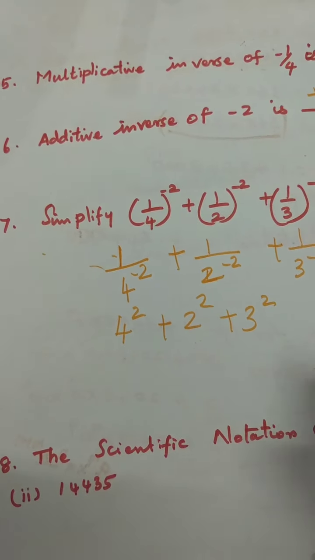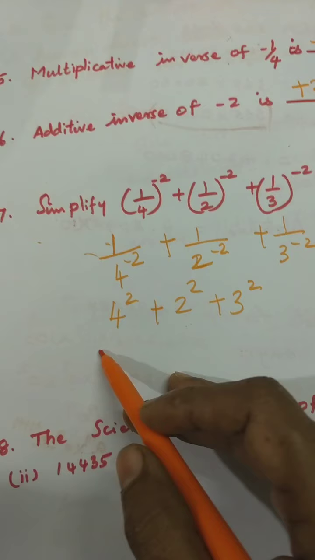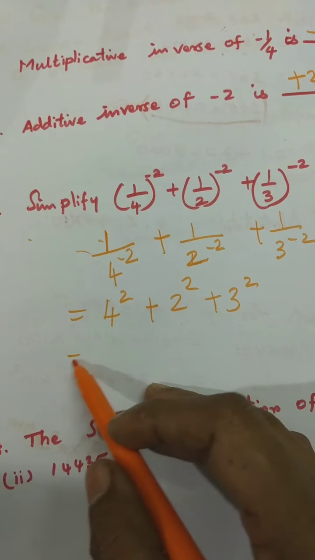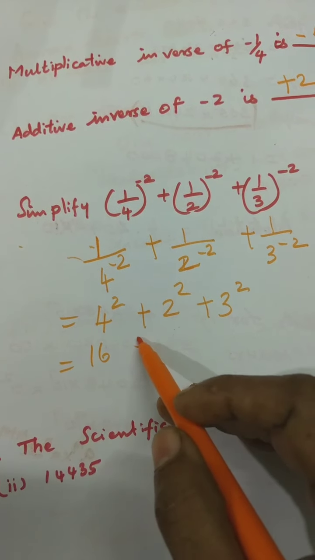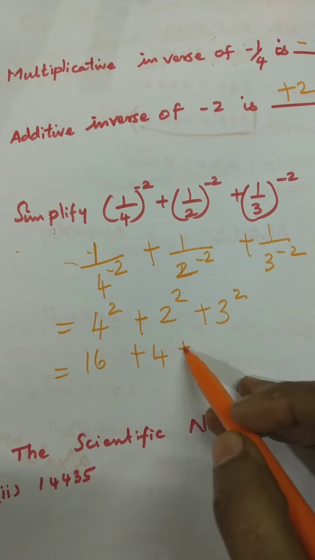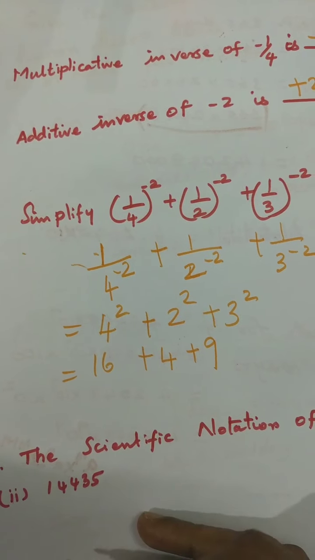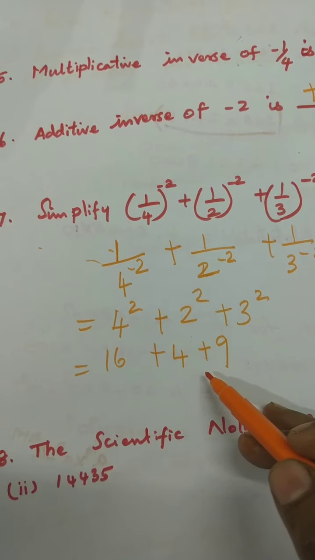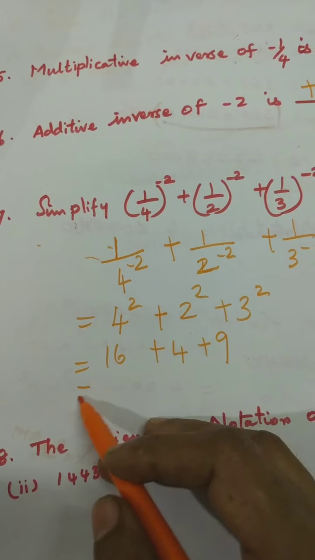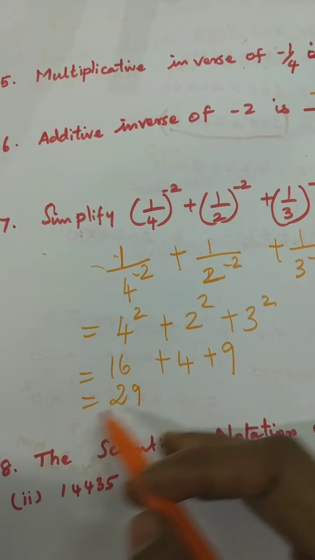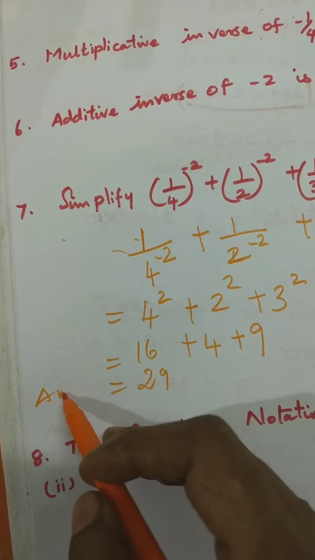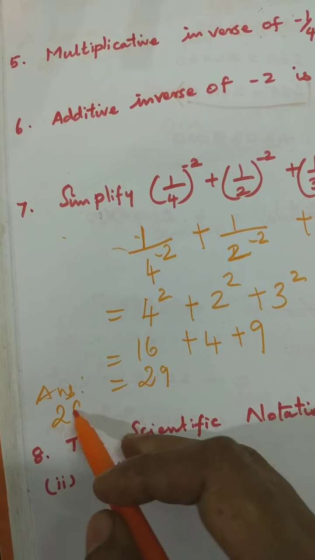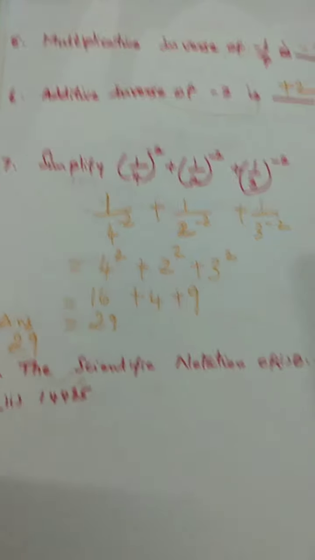Now you add all this. 4 square is 16, plus 4, plus 9. So 16 plus 4 is 20, 20 plus 9 is 29. So 29 is the answer. Okay, the next one.